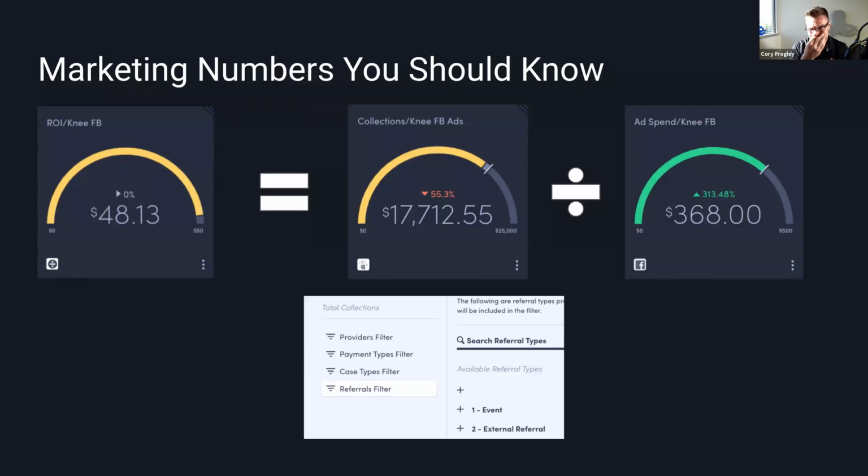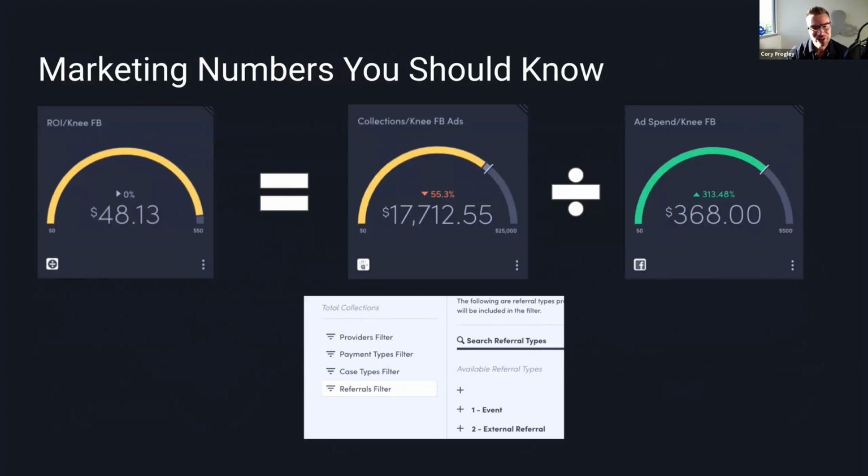So here we can see that this from Facebook ads has driven $17,700 worth of collections this month. And we know we spent $368 on the Facebook ad this month. Well, when that calculates, that comes out to $48 per dollar. That's a 50-to-1 ratio, guys. That's incredible, right? You would spend that all day long.